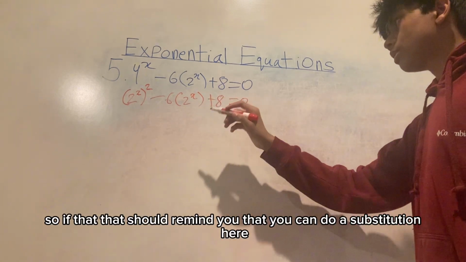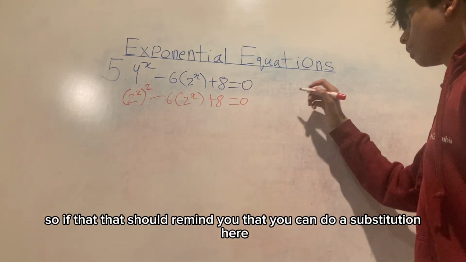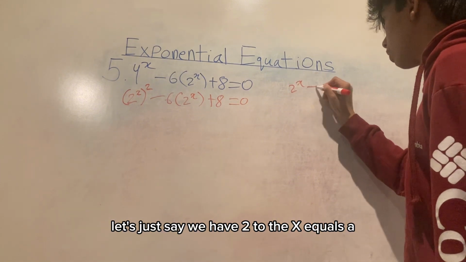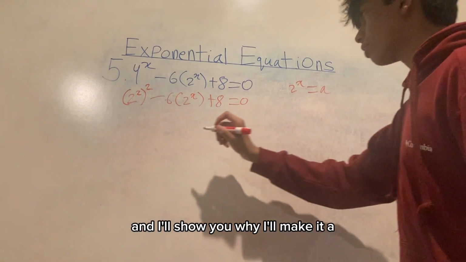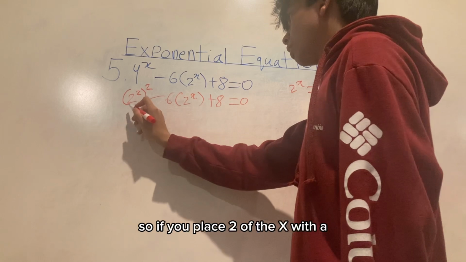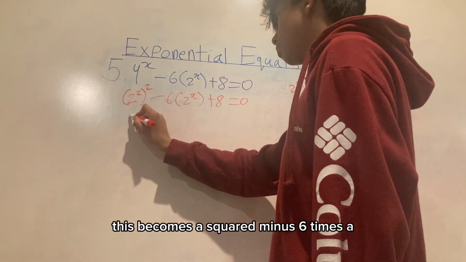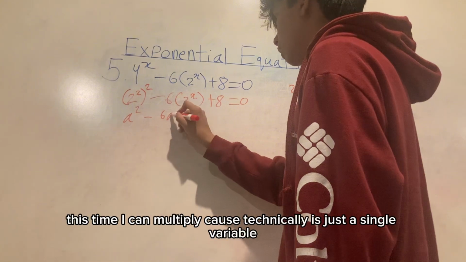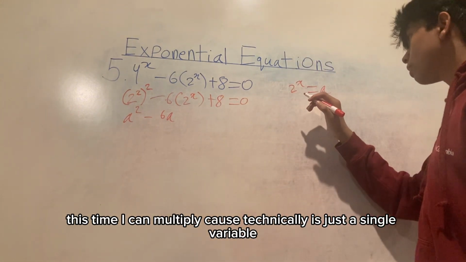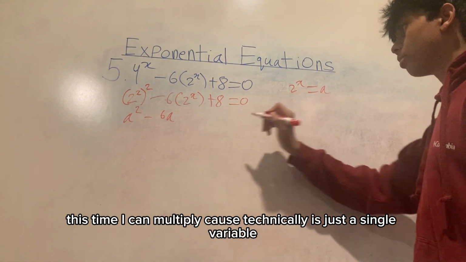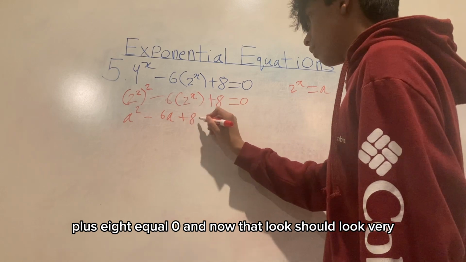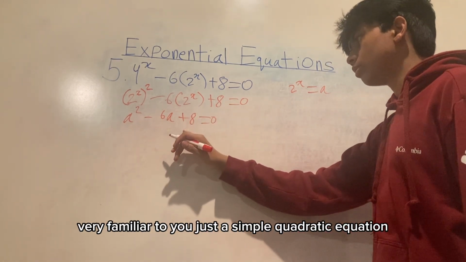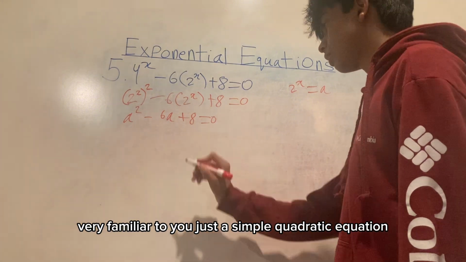That should remind you that you can do a substitution here. Let's just say we have 2 to the x equals a. And I'll show you why I'll make it a. So if you replace 2 to the x with a, this becomes a squared minus 6 times a. This time now you can multiply because technically it's just a single variable. Plus 8 equals 0. And now that should look very, very familiar to you. Just a simple quadratic equation.